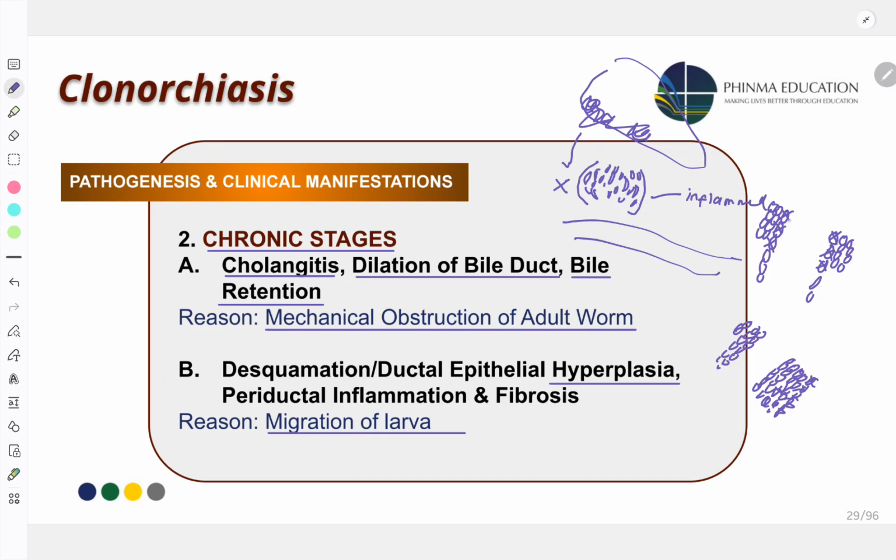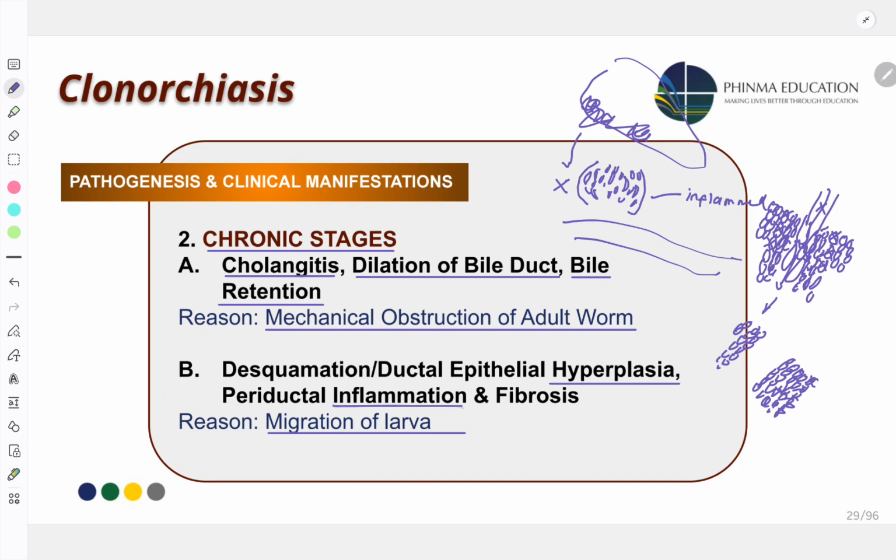What happens then? Of course, if there is hyperplasia, the more it produces epithelium, the thicker the epithelium becomes. Then the lumen becomes thinner, so the passage of your bile becomes smaller. Aside from that, it is also occupied by the adult worm. So that is your hyperplasia and how it contributes to bile duct obstruction.